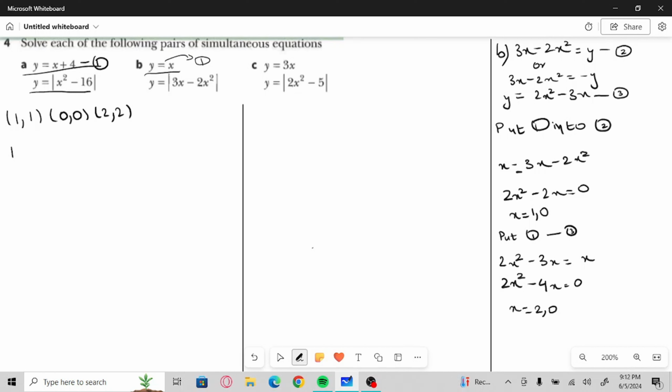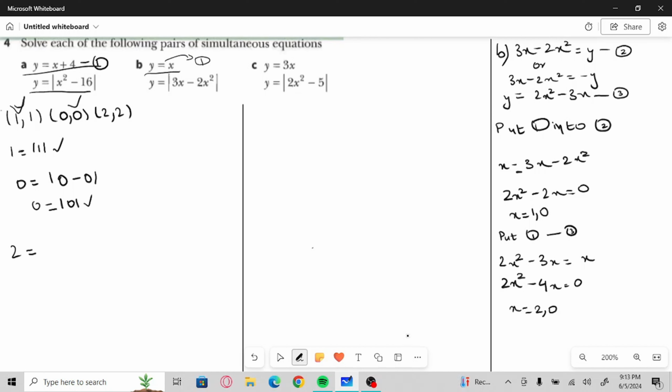So is y 1 equals to 3 multiplied by 1 minus 2. So 3 minus 2 is 1. So which is correct. First part is correct. 0 is equals to 3 multiplied by 0 is 0, minus 2 multiplied by 0 is 0. So 0 is equals to 0 in a modulus. So the second value is also correct.